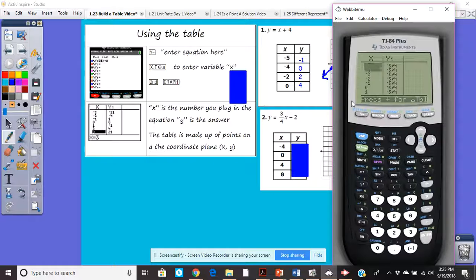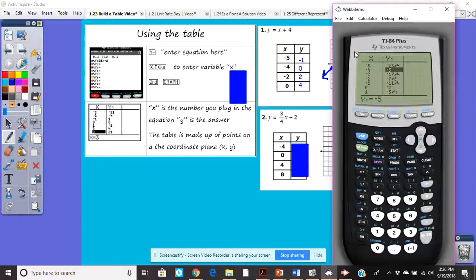So here I'm looking for -4, and I see that it's -5/4. But for some reason, I've got -5/4 on everything. So I'm going to go back and check and make sure I've got my equation in right. I did not put my x in. So I need to put my x in, and now I can go look at my table. So if you get that where you're getting the same answer every time, go back and check your equation.